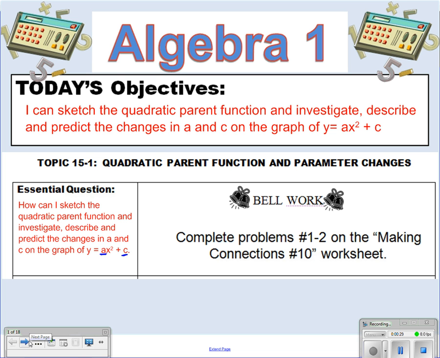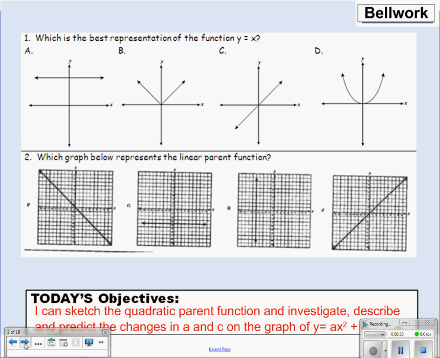Our bell work today is to complete the problems on making the connection worksheet number 10. Our two problems: which is the best that represents the function y equals x? Y equals x is a linear function. You can type it into your calculator and see what that graph looks like. Go to y1, type in x, and look at the graph, and that will let you know what the linear function looks like. Linear function, this is going to be c.